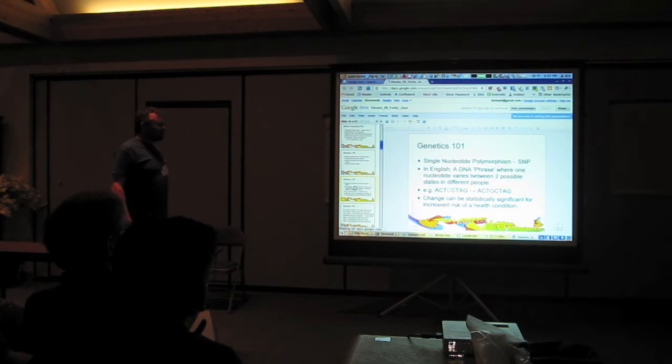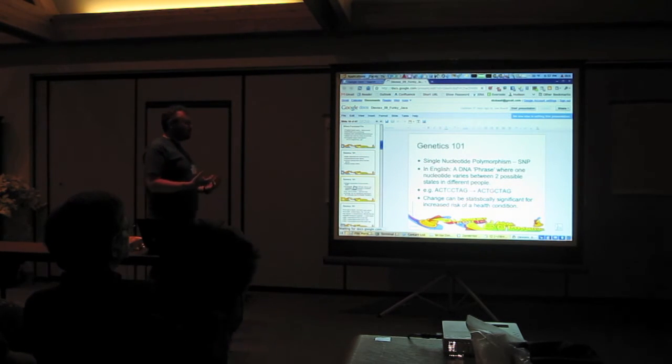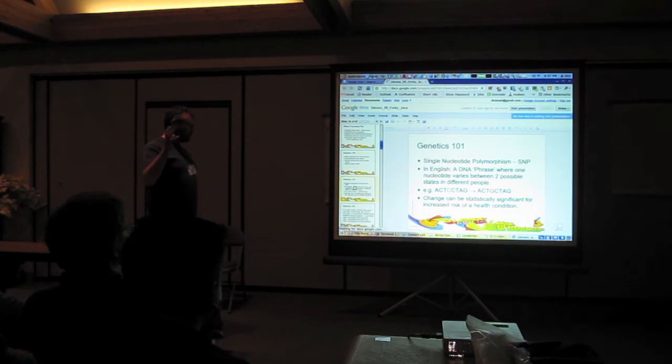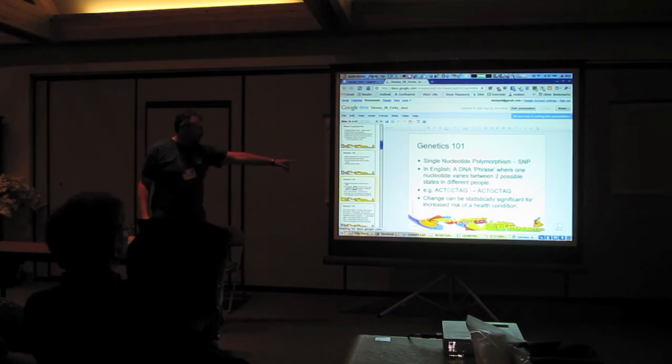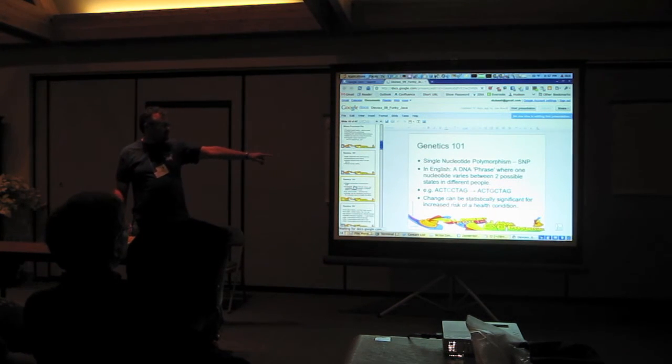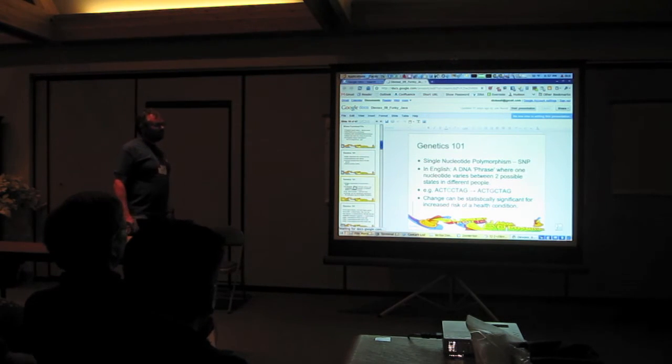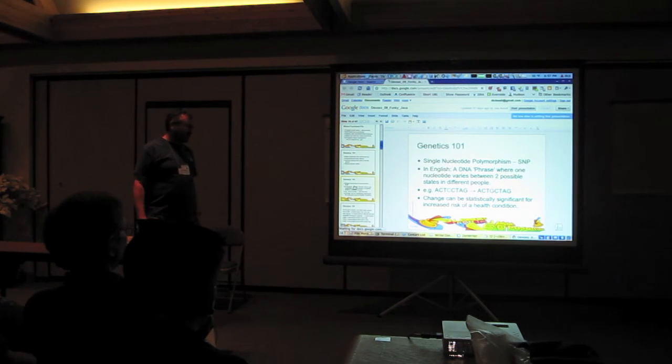In English, DNA is a phrase, where a nucleotide, there are 4 nucleotides, A, C, T, G, can vary between 2 possible states in different people. So an example here is ACTCCTAG in one person might be ACTGCTAG in another. And these changes can be statistically significant for increased risk of a health condition.